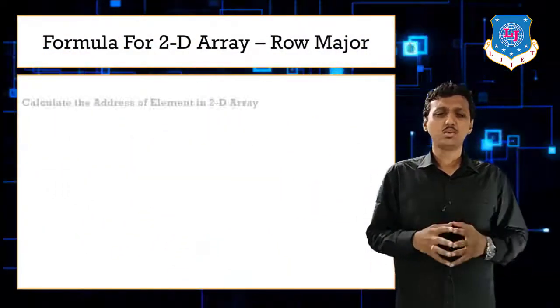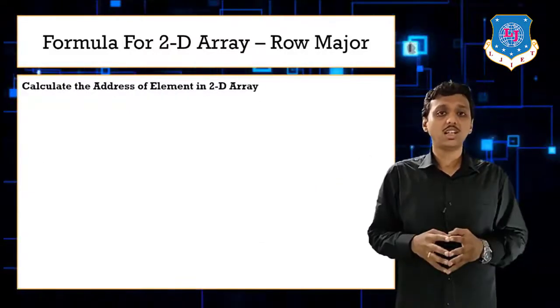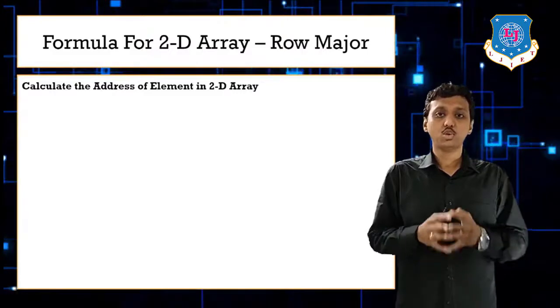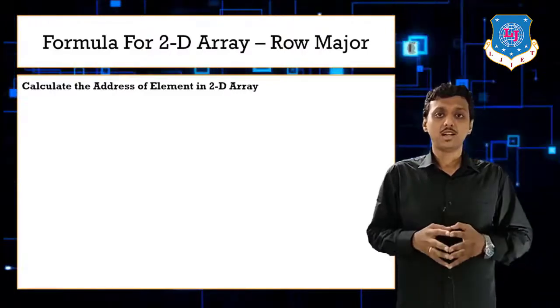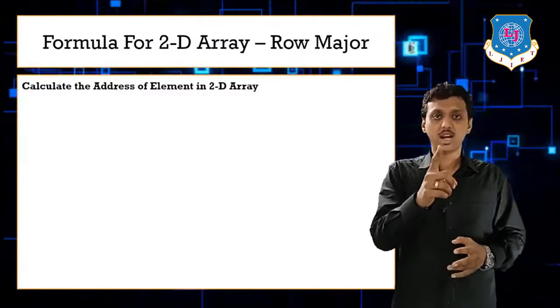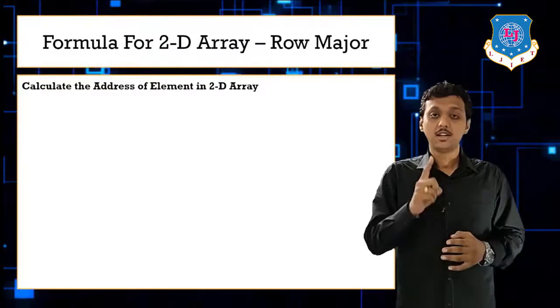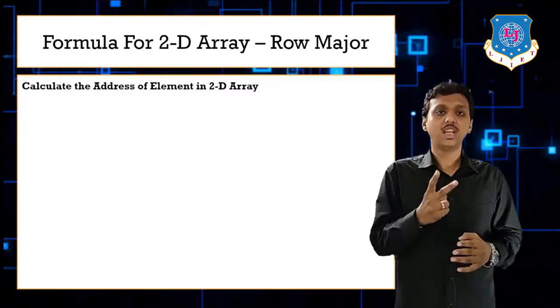Students, as you know, in a single dimensional array the formula is A of I is equal to base address plus I minus L multiplied by size, right? But at that time we had only a one dimensional array. Right now here we have 2D arrays.